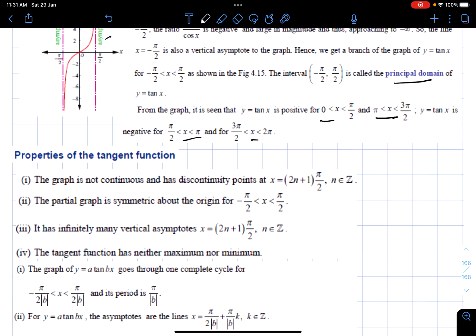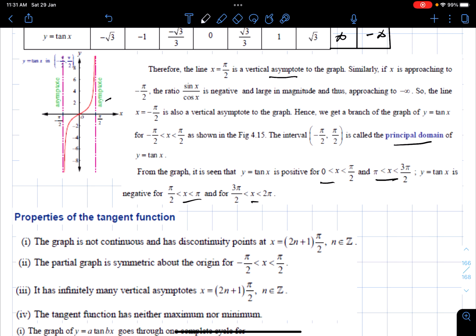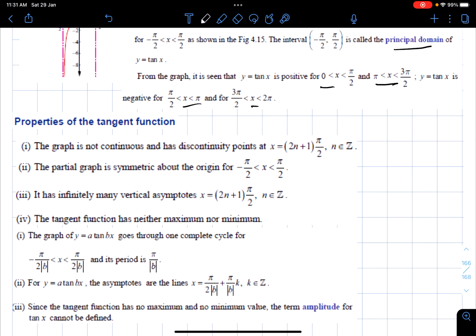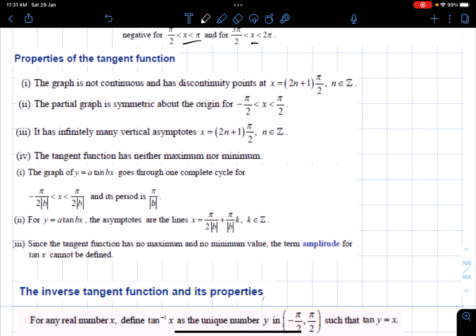The graph you have drawn between minus pi by 2 and pi by 2 passes through the origin, so it is symmetric about the origin, and it has many vertical asymptotes. It has neither maximum nor minimum, and this goes through one complete cycle. So its period is pi by modulus of b, and it has no amplitude, because it has no maximum or minimum, so we cannot say it has amplitude.